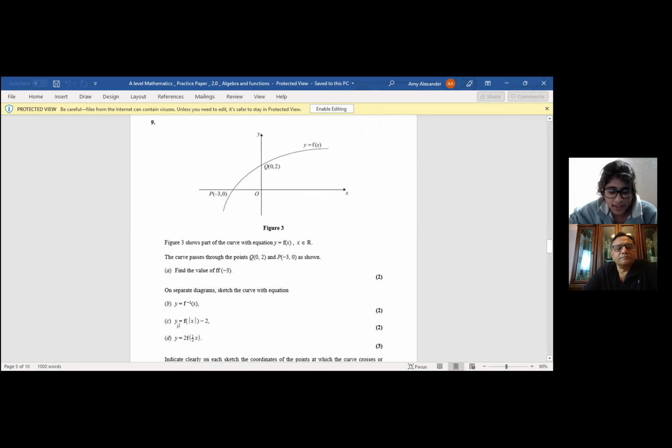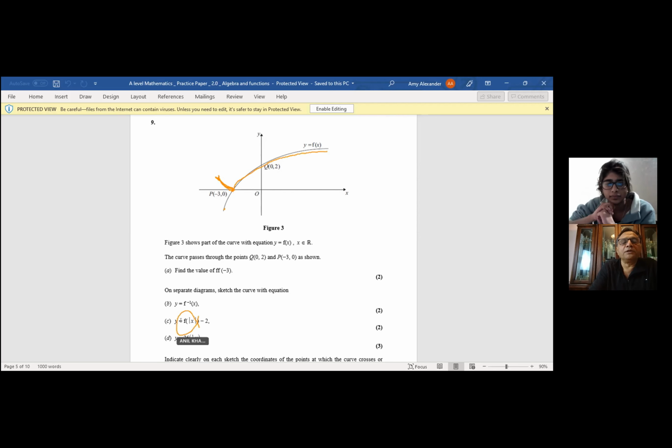y equals f of the absolute value of x, or modulus of x, minus 2. So first you do the modulus of x and then bring it down. Do you understand? Not the other way around. So this part will only go up, right? So we have this part here, correct? The rest remains the same. So that is the modulus part.